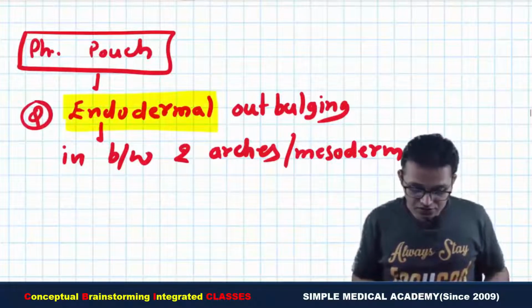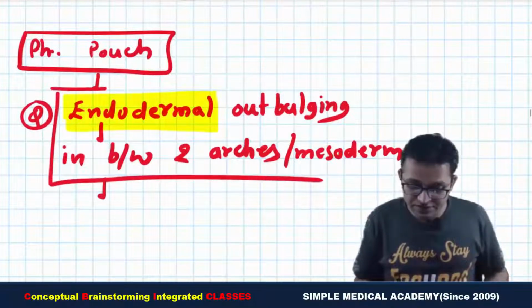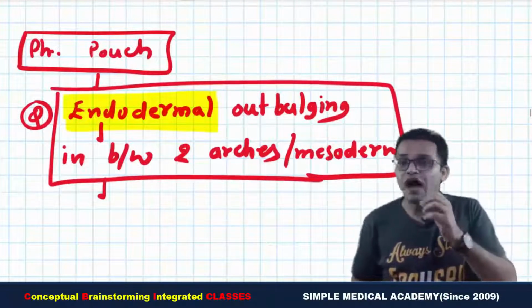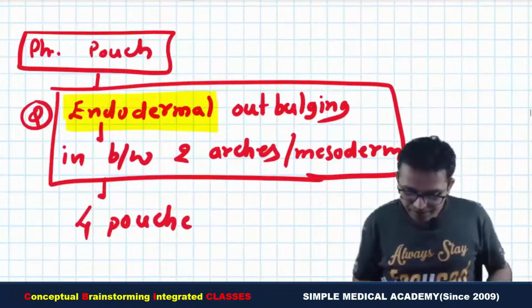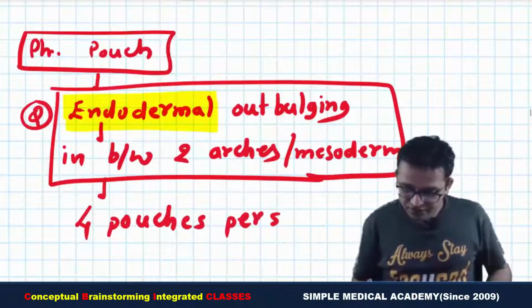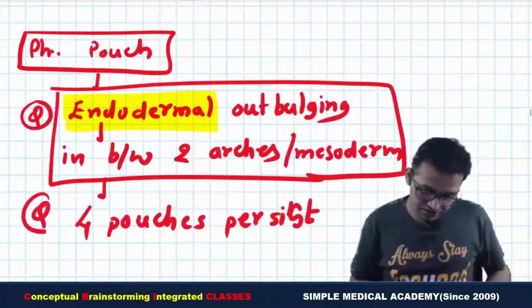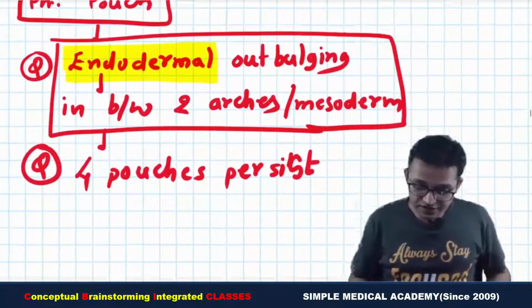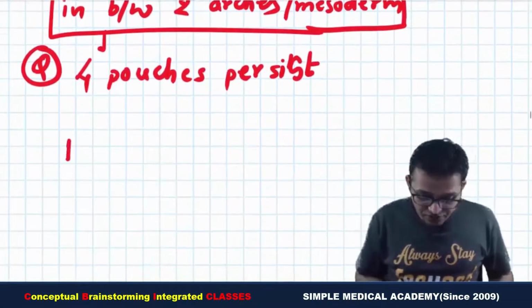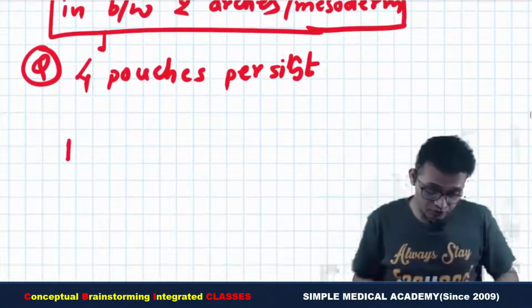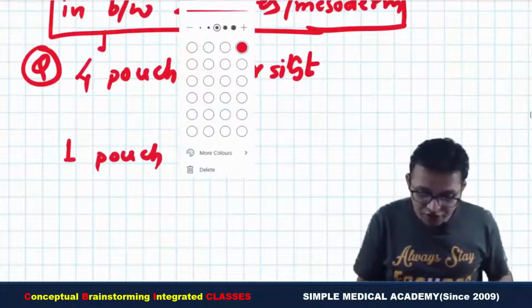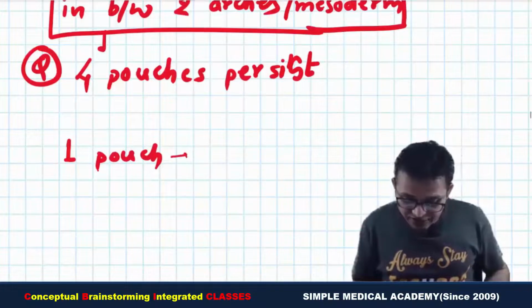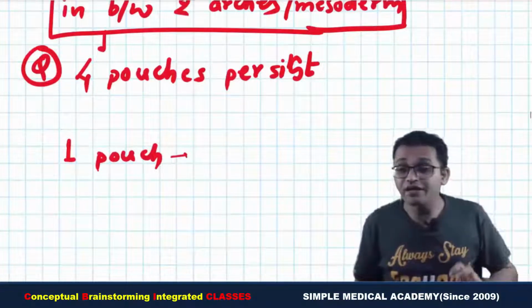MCQ. Now see how many pouches are persisting, because there are 5 arches, that's why 4 pouches persist. So this is another MCQ. Now see how many pouches there are: first, second, third and fourth pouch. Yes, the first pouch, according to that image, gives rise to one tube and one cavity.